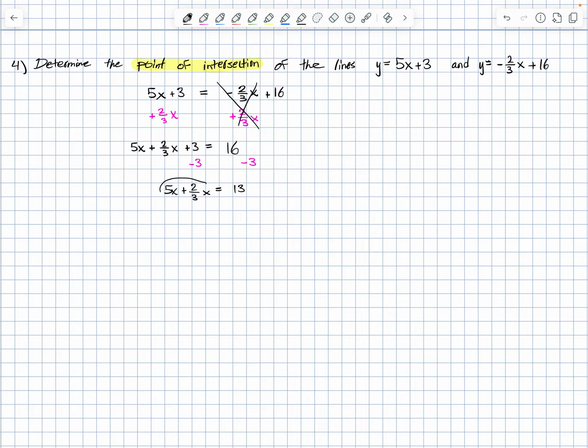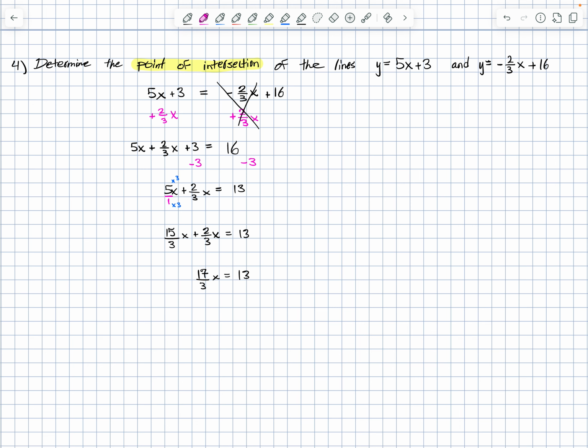Now, in order to simplify that, combining those two like terms because they're both x terms, I'm just going to realize that the denominator of the 5 is a 1. And in order to add or subtract fractions of any kind, I need to have common denominators. So here, I'm going to multiply by 3 on both the numerator and the denominator. And I'm going to get 15 over 3x plus 2 over 3x is equal to 13. Now I can add the two fractions. So this is going to be 17 over 3x is equal to 13.